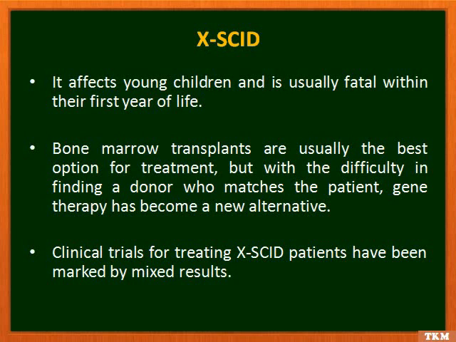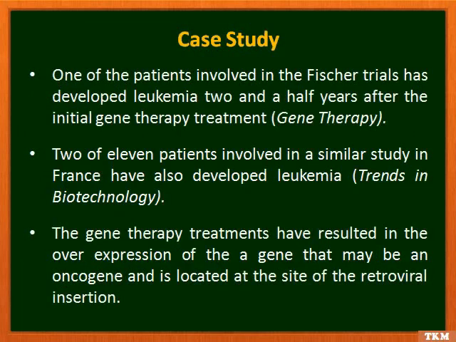What's the treatment option? Bone marrow transplants are usually the best option for treatment. But with the difficulty in finding a donor who matches the patient, gene therapy has become a new alternative. Clinical trials for treating X-SCID patients have been marked by mixed results. There's a very interesting case study in this X-SCID.